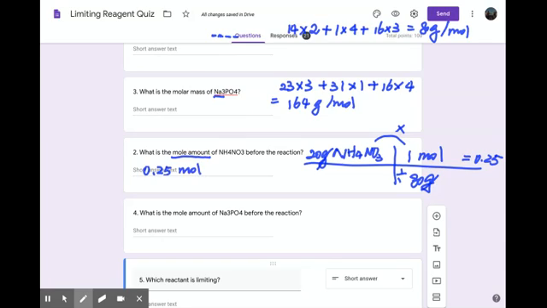And then what is the mole amount of Na3PO4? We start with 75 gram. That's the actual mass of sodium phosphate. You convert to mole. 1 mole sodium phosphate has 164 gram. Multiply the top number, divide by 164. So 75 divided by 164 is 0.46. 0.46 mole. Okay.